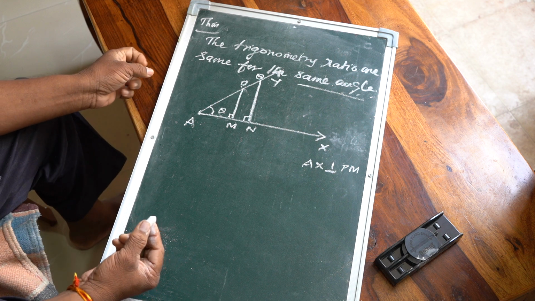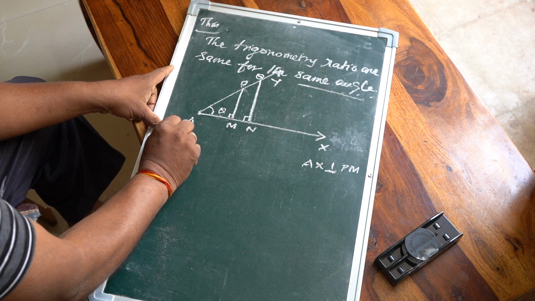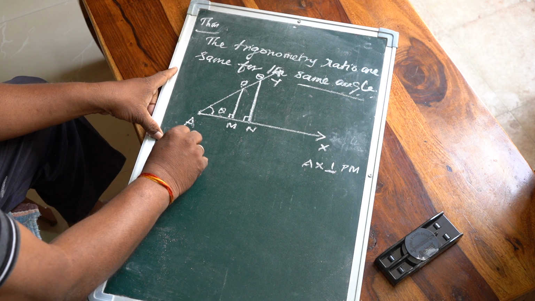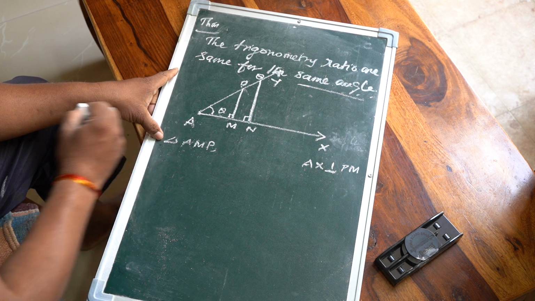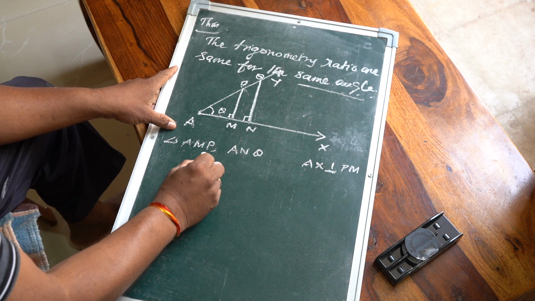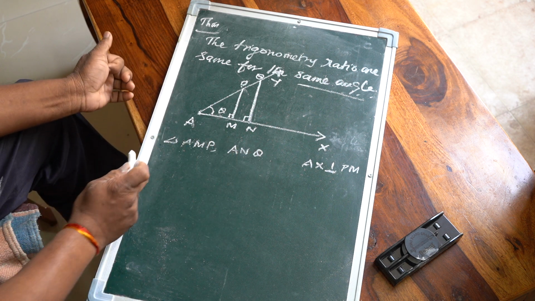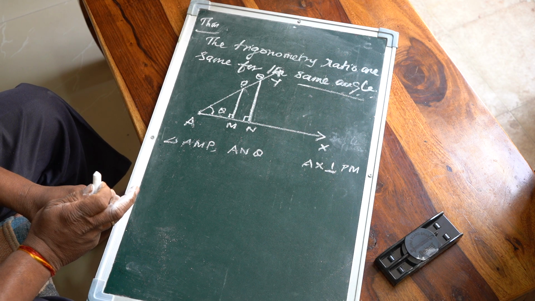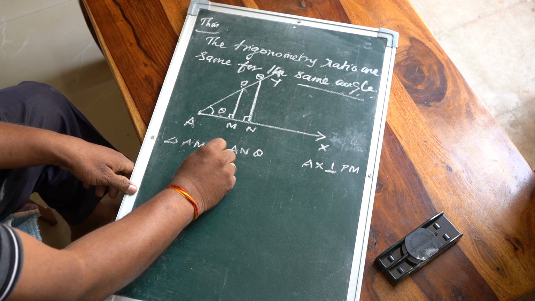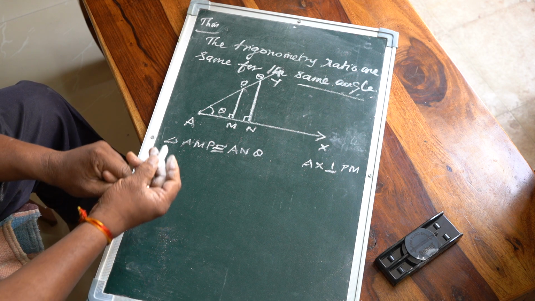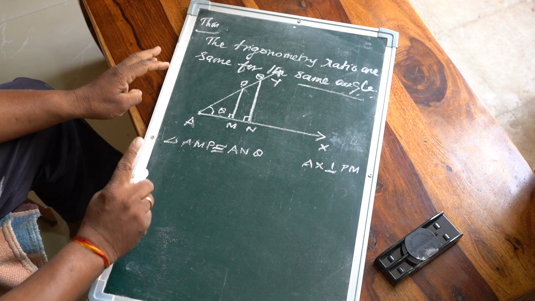Now, there are two triangles. AMP is one triangle, and ANQ is another triangle. These two triangles are congruent in some respects, there is some concurrency here.